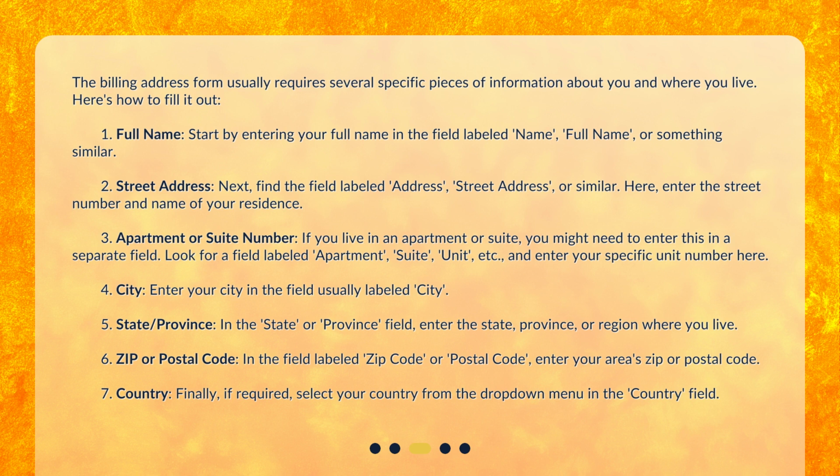5. State, Province. In the State or Province field, enter the state, province, or region where you live. 6. Zip or postal code. In the field labeled Zip Code or Postal Code, enter your area zip or postal code. 7. Country. Finally, if required, select your country from the drop-down menu in the Country field.